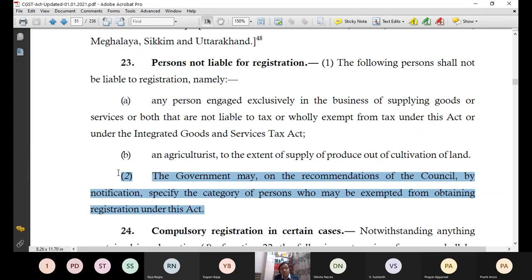So here I need to tell you these notifications. So now let me simplify this 23. I wanted to show you the Act, and now let me come to my screen where I will start writing.